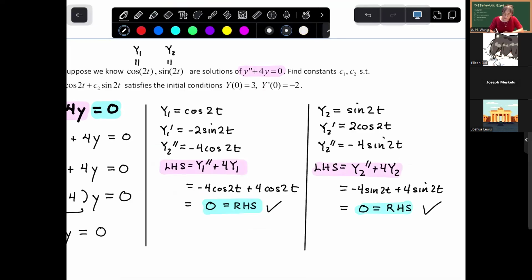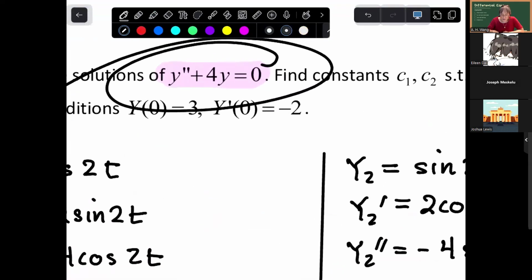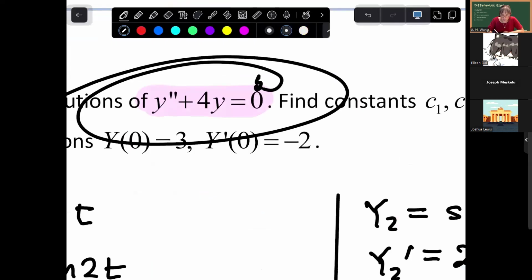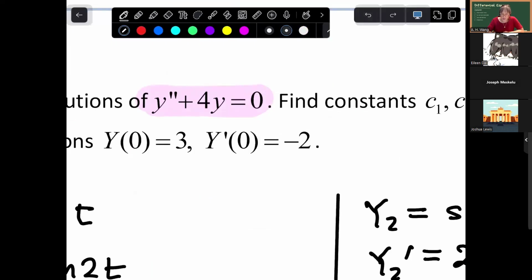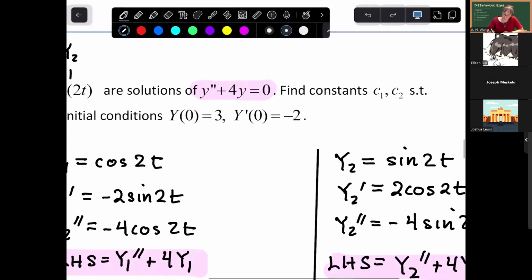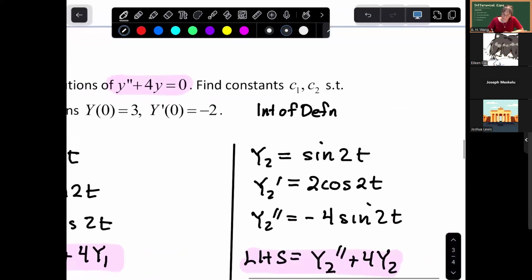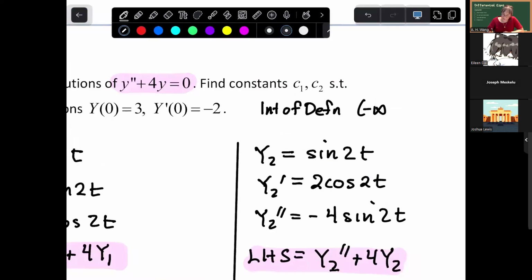Really quickly, you notice that the forcing is 0. And you notice that the coefficients are constant. These are all constant. So what is the interval of definition? All real numbers. Yep, all real numbers.